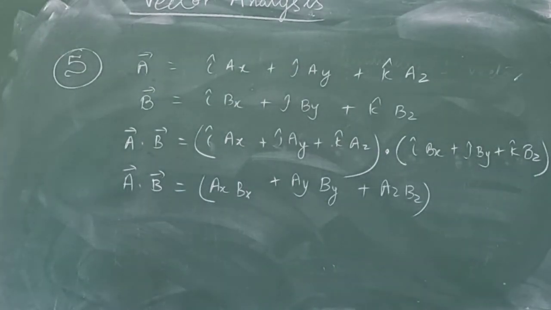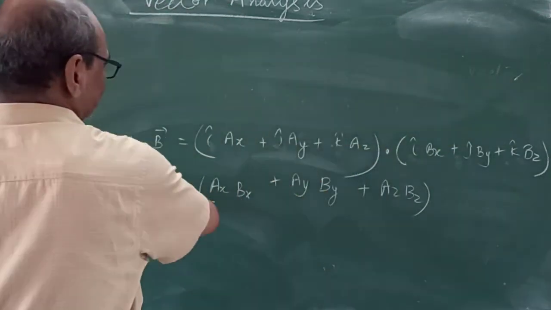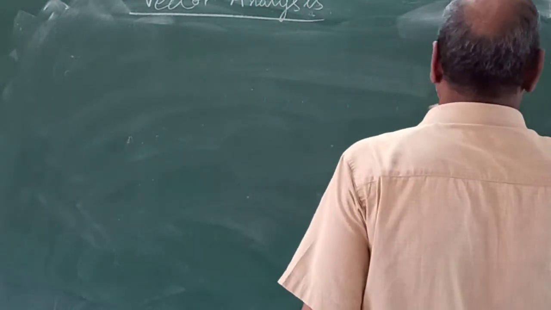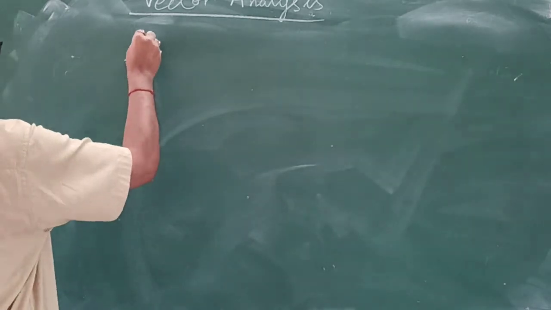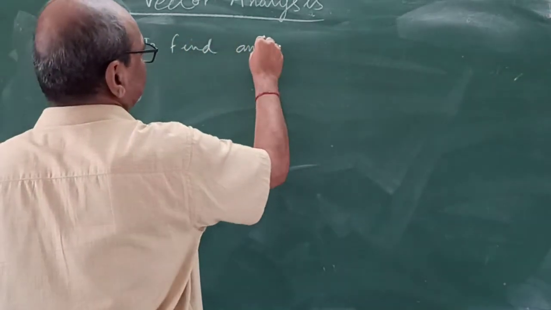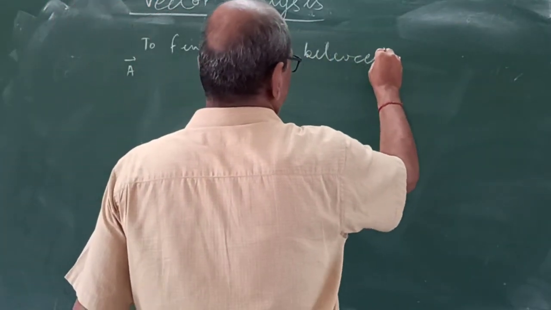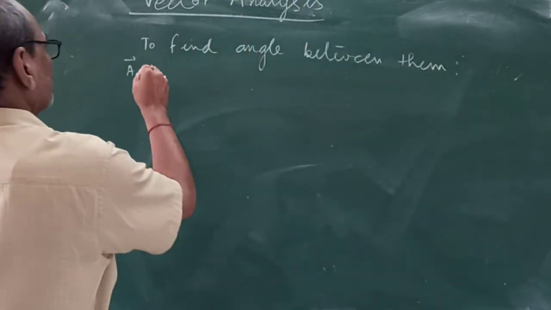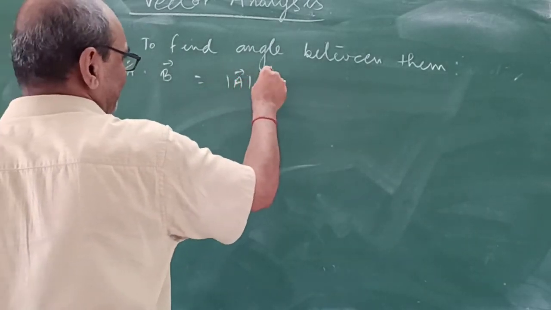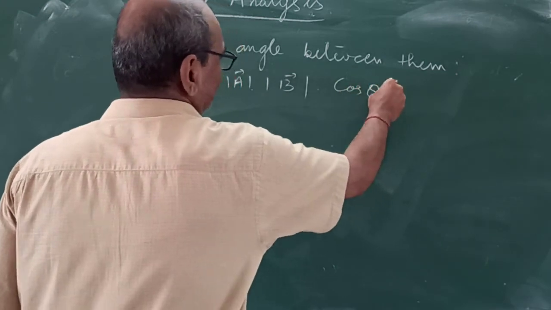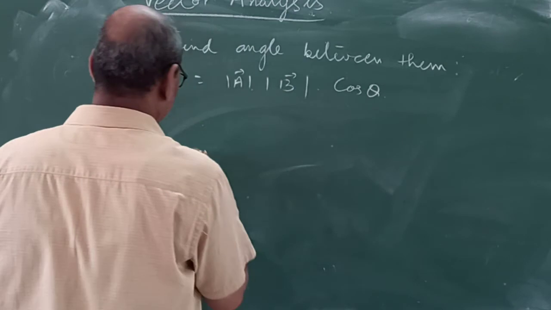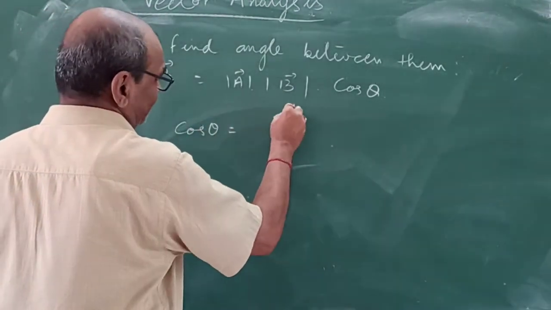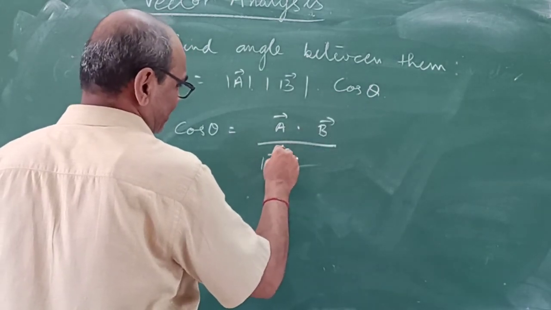Now to find the angle between the two vectors, all of you know that A dot B is equal to mod of A, mod of B into cos theta, where theta is the angle between vectors A and B. Therefore, cos theta is equal to A dot B by mod of A, mod of B.